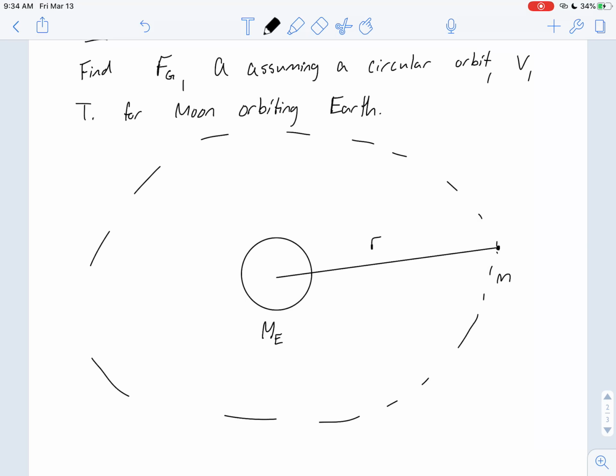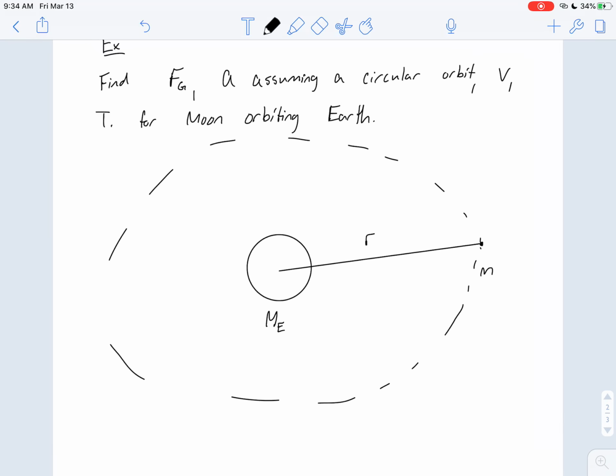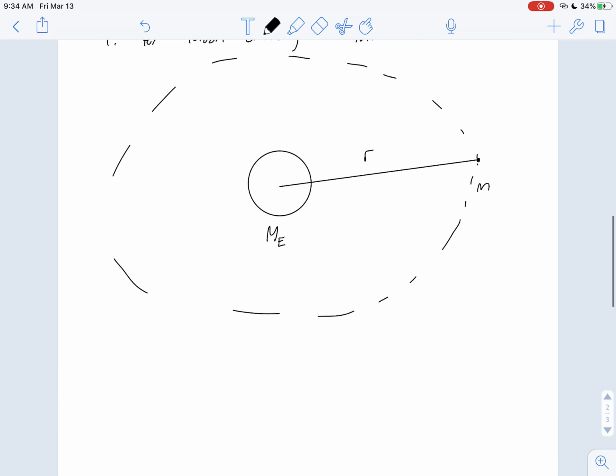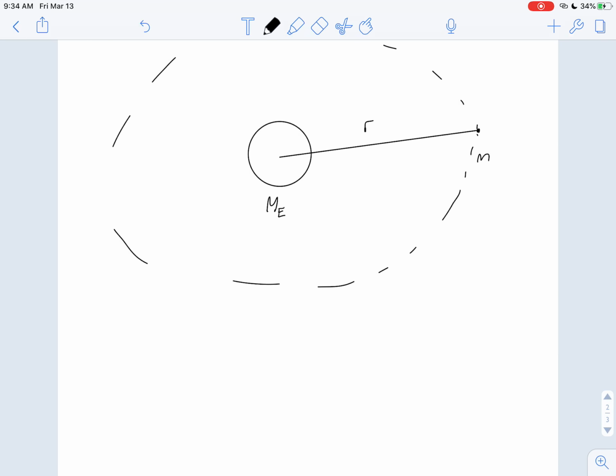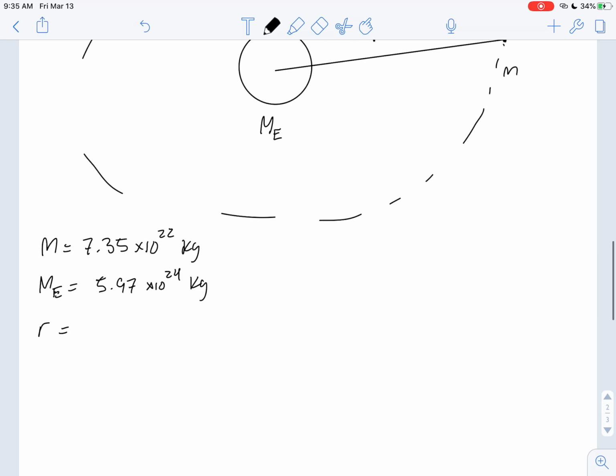Call that little r. And let's go ahead, I just looked up these values on the internet. The mass of the moon is equal to 7.35 times 10 to the 22 kilogram. The mass of Earth is 5.97 times 10 to the 24 kilogram. And then the distance between the Earth and the moon, we're going to assume it's 3.8 times 10 to the 8 meter.